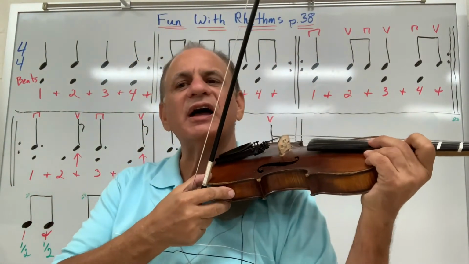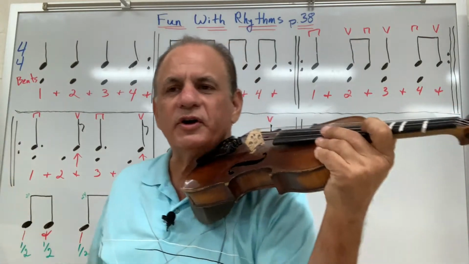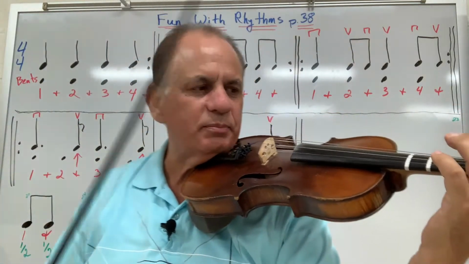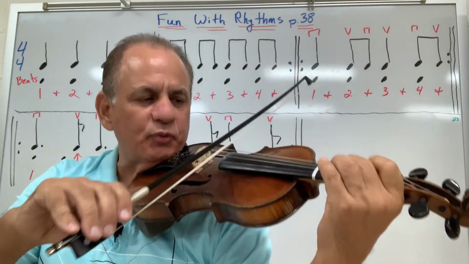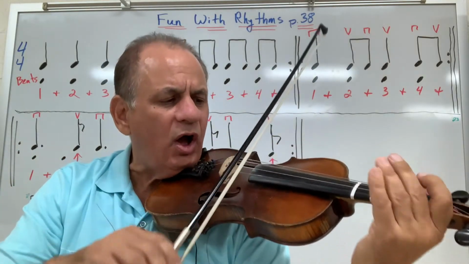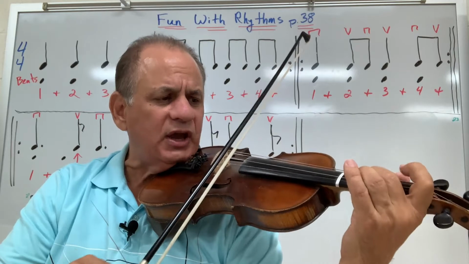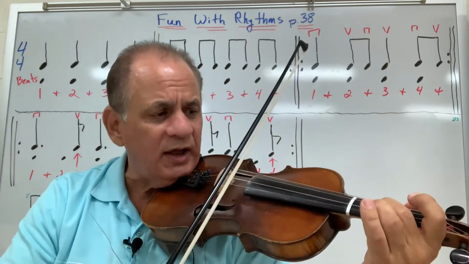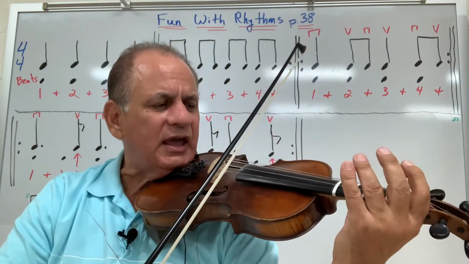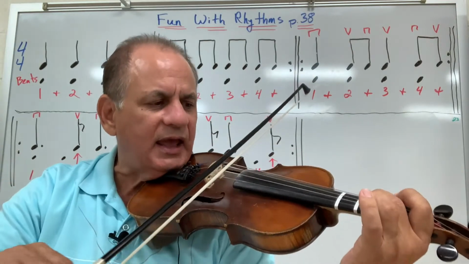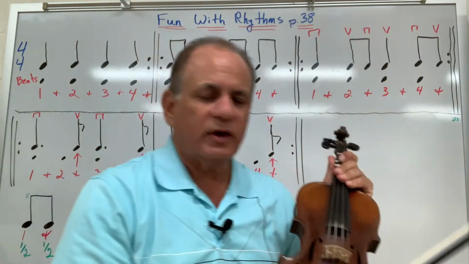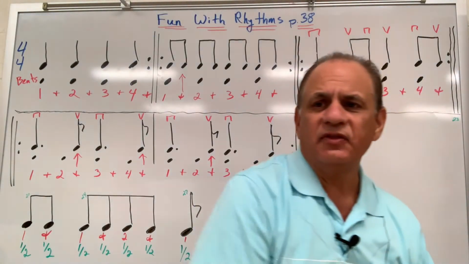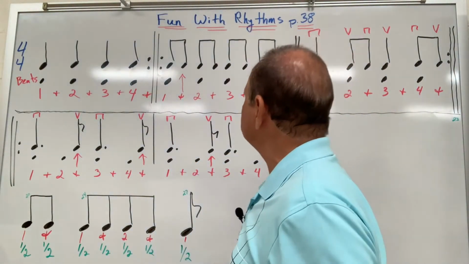So here's how the quarter note rhythm pattern sounds with playing the D major scale. 1 and 2 and 3 and 4 and 1 and 2 and 3 and 4 and 1 and 2 and 3 and 4 and 1 and 2 and 3 and 4 and. So that is the D major scale with quarter notes.